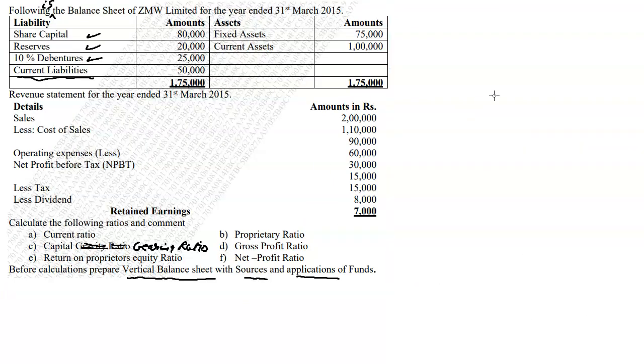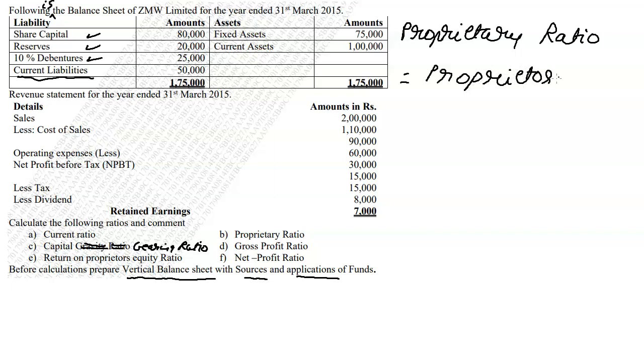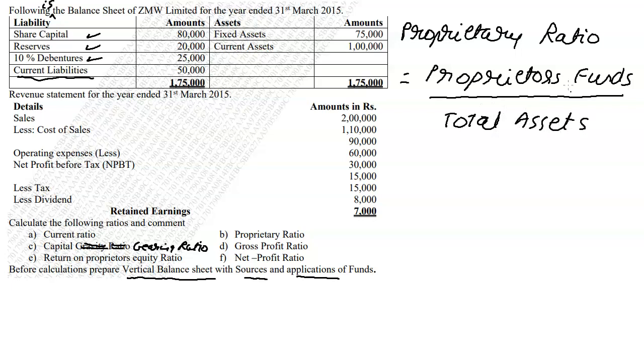Okay, so here we go. Our next ratio to be calculated is the proprietary ratio. Okay, so keep in mind the formula for proprietary ratio is equal to proprietor's funds upon total assets. Okay, so that in turn is equal to proprietor's funds is as good as saying owned funds.